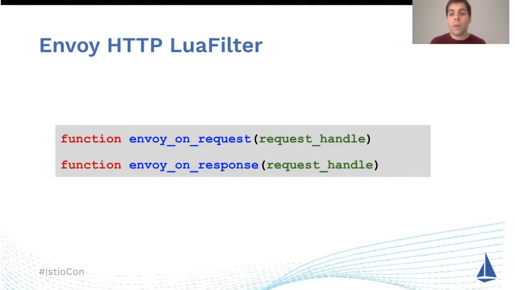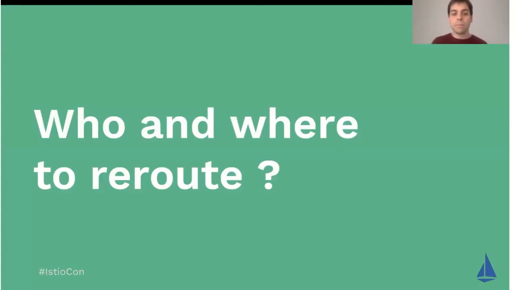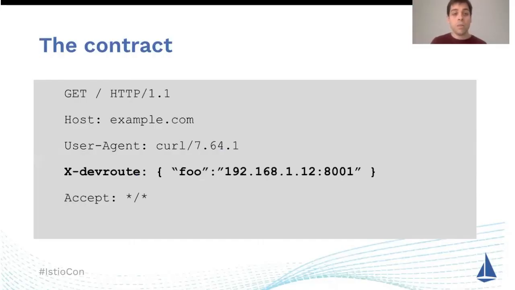Notice that there is the request handle there, which is a simple wrapper around the original request. So having access to the request and being able to run some logic, now the question is, who and where do we reroute? This leads us to use the request as the messenger of this routing information. We can add this header xDevRoute with a JSON whose key is the service subject to reroute and the value is the address of where to reroute.